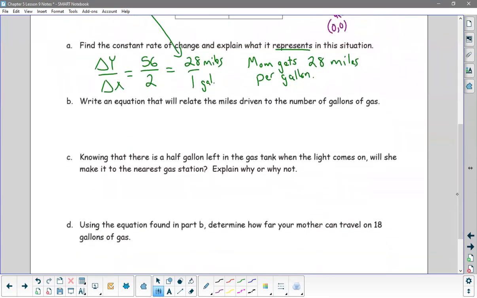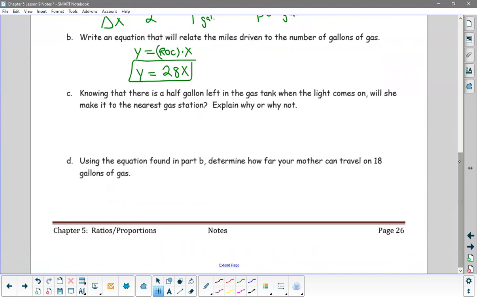All right, part B, write the equation. All right, well, our basic equation is always y equals the rate of change, right, times x. Well, we found the rate of change in part A. It's just y equals 28 times x. There's our equation, right? Just sub in that rate of change. It was 28 over 1.